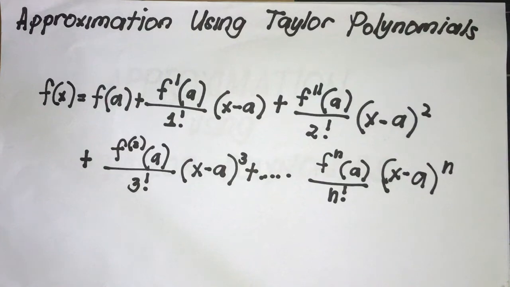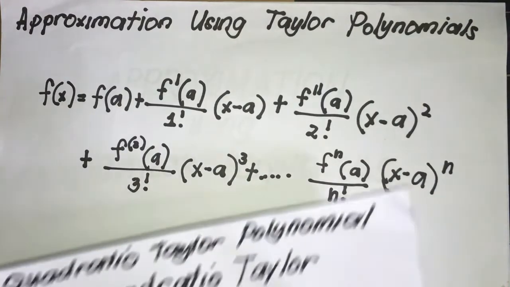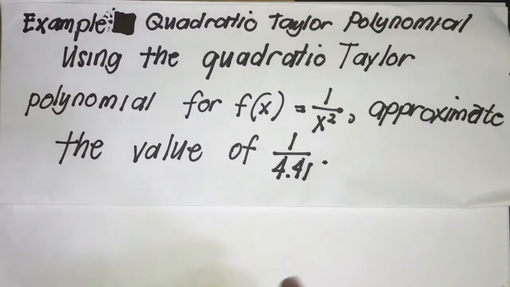f of x is equal to f of a plus the first derivative of a over 1 factorial times the quantity x minus a, plus the second derivative of a over 2 factorial times the quantity x minus a squared, plus the third derivative of a over 3 factorial times the quantity x minus a cubed, and so on. Alright, so for better understanding, let's have an example here.